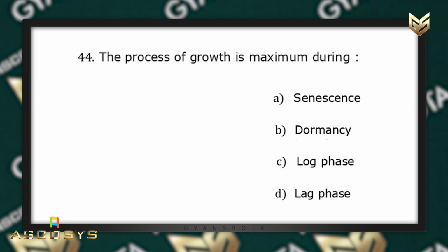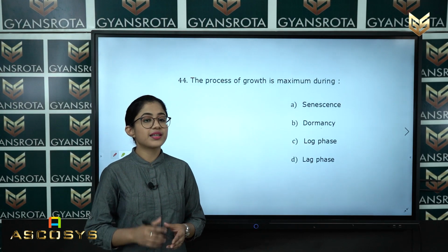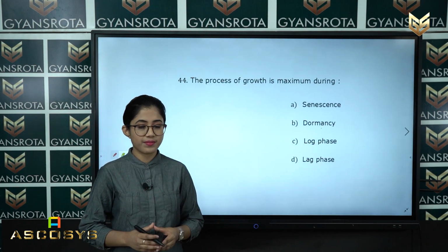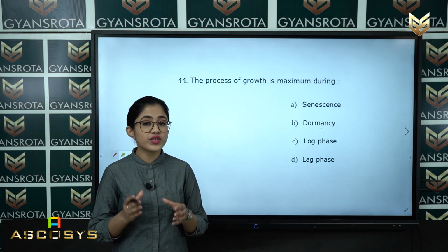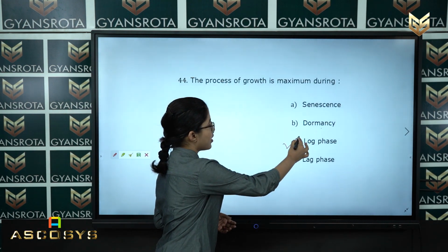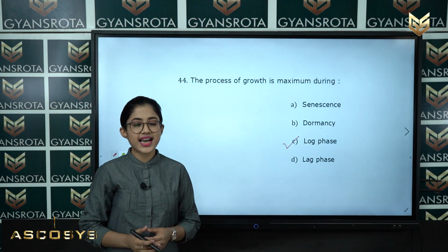The process of growth is maximum during: option number A, senescence; option number B, dormancy; option number C, log phase; and option number D, lag phase. So, student, the process of growth is maximum during log phase because this is the most suitable phase for growth. So, option number C, log phase is the correct answer.